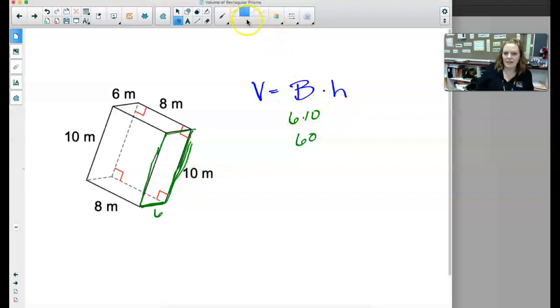And then the height would be the distance between the two bases. So this red line right here would be the height. So 60 times 8, which is 480 meters cubed would be our label.